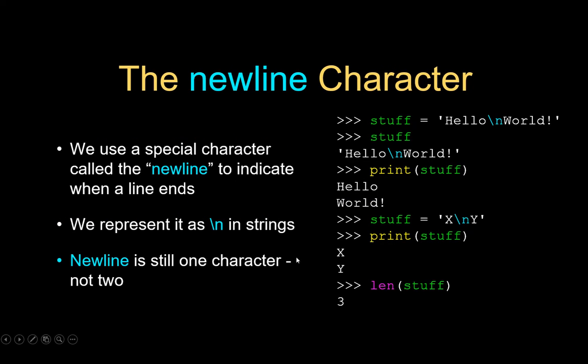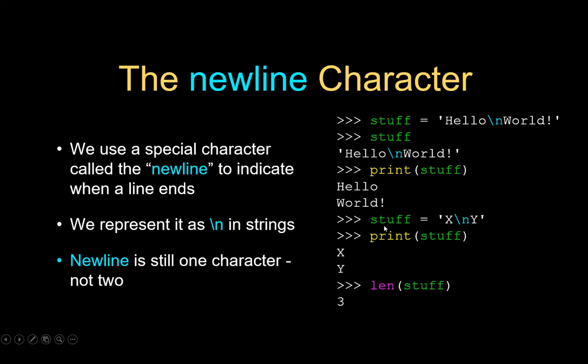One of the other things that we have to be aware of is the newline character. In Python, the newline character is identified by \n. In this example, we have the string hello \n world. We put it in a variable called stuff. When we call stuff, we get exactly that string. But when we print stuff, the print function interprets the \n as a new line, and the output would be hello, new line, world.